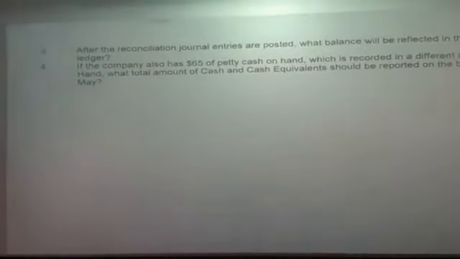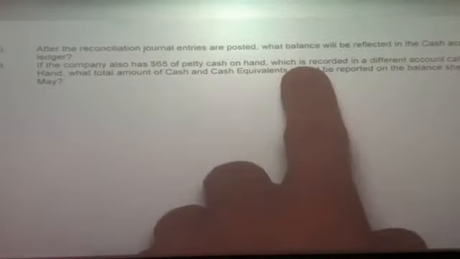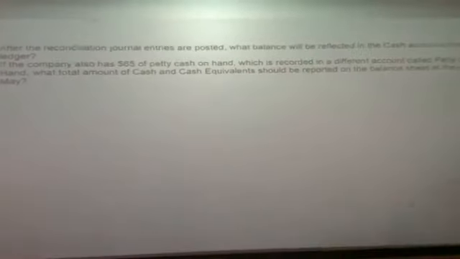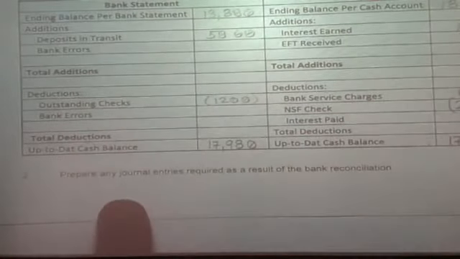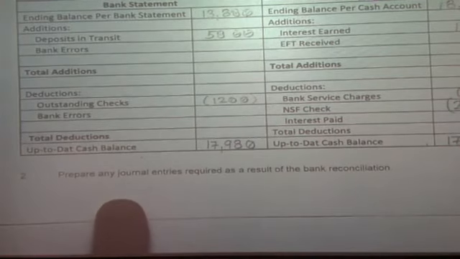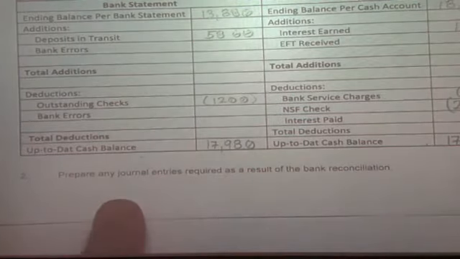You also have two additional questions. After the reconciliation journal entries are posted, what balance will be reflected in the cash account in the ledger? That amount is equal to your up-to-date cash balances. The only things that were missing from your cash balance were these entries. So now this is your new balance.